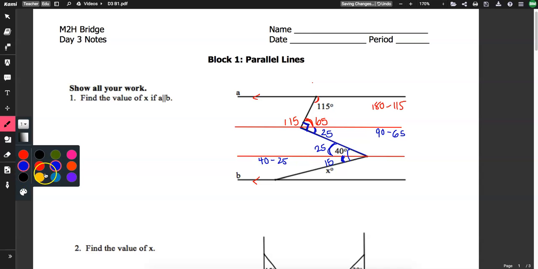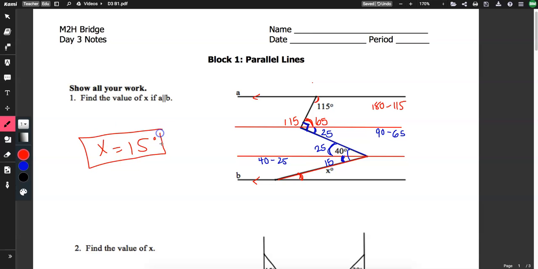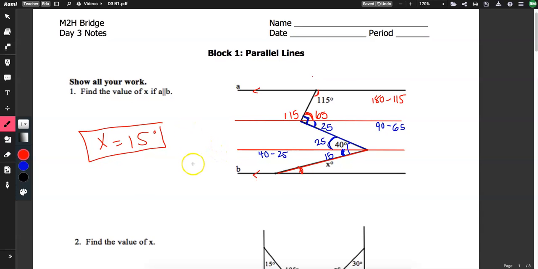And then finally, my last transversal gets me back to that x angle I wanted at the beginning, alternate interior, so x equals 15 degrees. Again, it's like putting together the pieces of a puzzle, just doing it one step at a time. They're not really problems where you just look at the picture and you know the final answer. You got to work your way to what you're looking for.